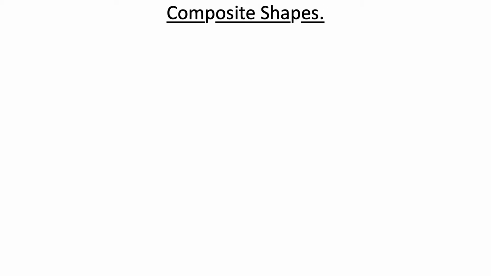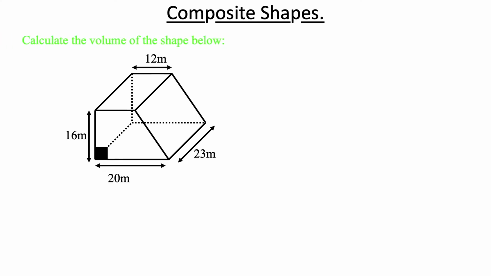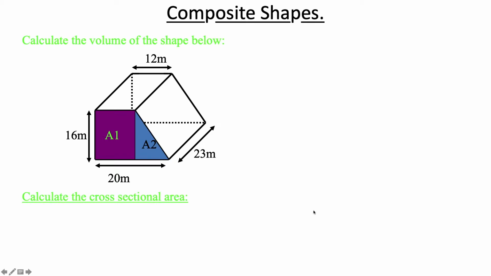So we know from the previous module how we work around composite shapes, which are made up of more than one shape, or it's one shape but you can split it up into more than one shape to make it easy for you to calculate area or volume. Similarly, you would use the same approach here to get the volume of the cross-sectional area. You would have to divide it into two areas.